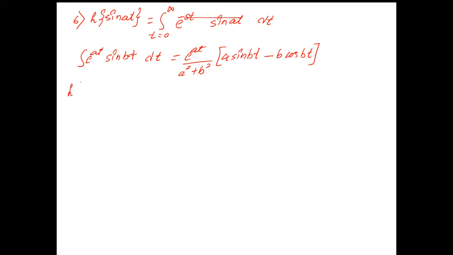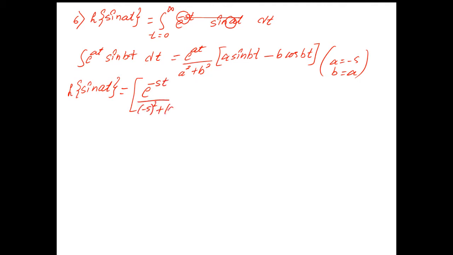Therefore, on the left hand side, the Laplace transform of sin at is required. That's equal to e power, our a is equal to minus s here and b is equal to a. In this case, a is minus s and b is equal to a. So e power at, that is minus st, over minus s squared plus a squared, times minus s times sin at minus a times cos at.